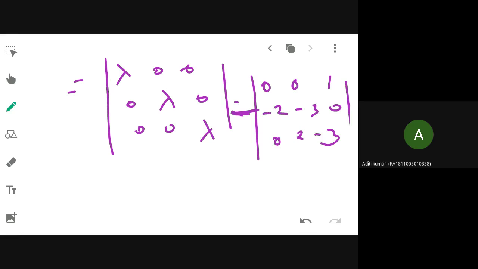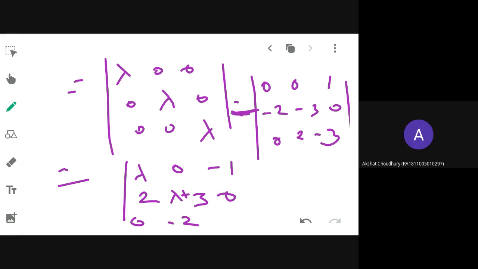Okay, if you subtract, what is the answer? Lambda minus 0, so lambda, 0 here, then minus 1 here, then 2, then lambda plus 3, then 0, then the final row 0 minus 2, and lambda plus 3. Lambda plus 3.